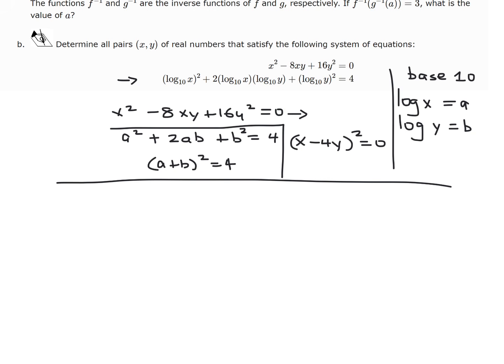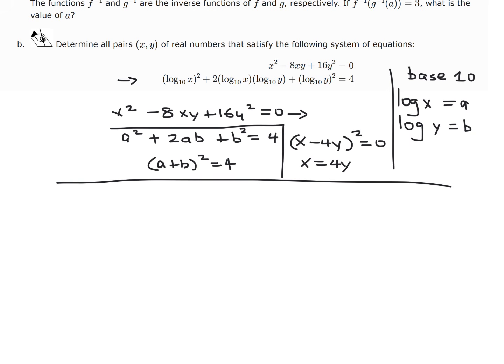And actually from this one we can get x is equal to 4y, because if we take the square root and put the y on the other side. So that's pretty good findings. And let's see where we go from there.